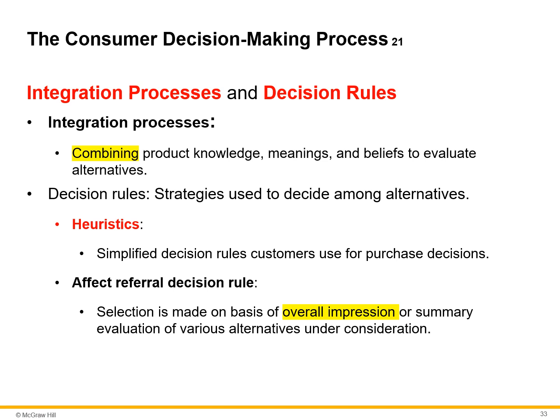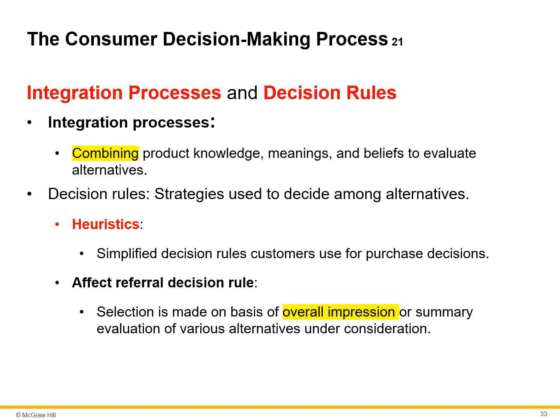Integration process and decision rules. What's the integration process? We have all the knowledge, meanings, attitudes, beliefs. We combine the product knowledge, meanings, and beliefs to evaluate different alternatives. You integrate that. What's the decision rule? The strategies used to decide among alternatives. We go with heuristics, rules that simplify the decision rules customers use for purchase decisions.